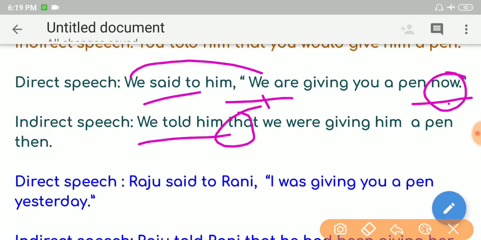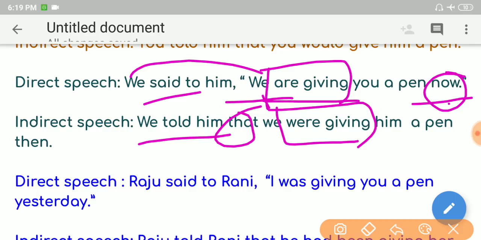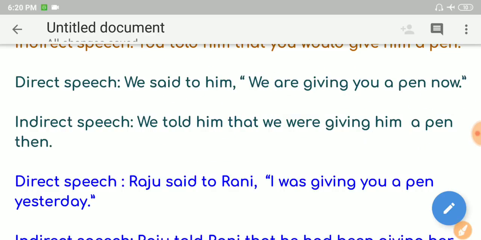remains unchanged. Are giving changes to were giving because of one step back to past. Present continuous is there. Putting a step back to past means past continuous, my dear friends. You refers to him. That's why him is used. A pen remains unchanged. Now is an adverb of time of nearness, changed to farness. Now changes into then, my dear friends.